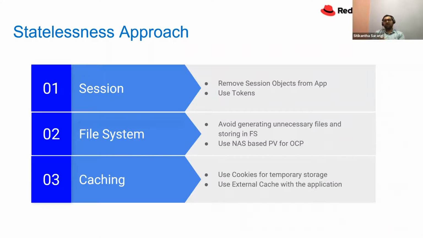Then you have to see whether the application is using any kind of file system, and if it is, obviously you cannot just remove that. You have to use special techniques, such as a NAS based PV. You can mount it to the application container, and store your files in the PV, right? Likewise, there is another technique called caching. If your application is a front end application, then you can use cookies or caching technology to store temporary data in memory, and it will be replicated to all the other application containers that are available, right? So this is how you can make your application stateless.